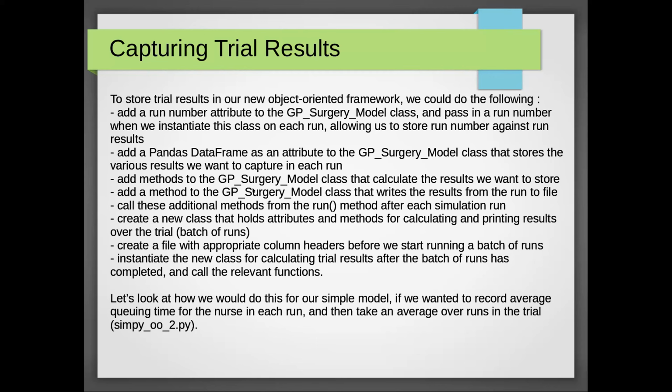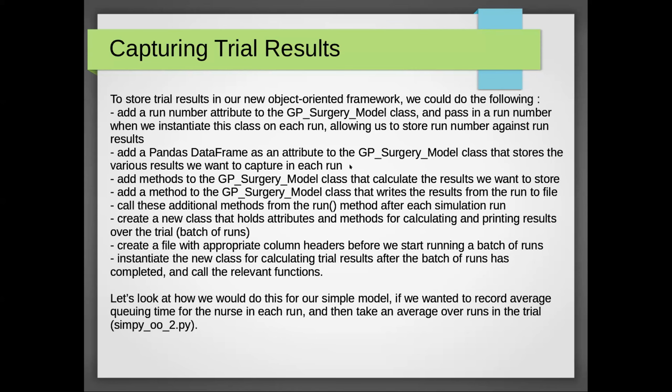And one way in which we could do it, and again there are different ways, is we could add a run number attribute to our model class, so that the model always knows which run number it's associated with. And then we pass in that run number when we instantiate that class on each run. So that allows us to say, okay, this instance of the model class is run 1. This instance of the model class is run 2. So that'll be really useful when we're storing results.